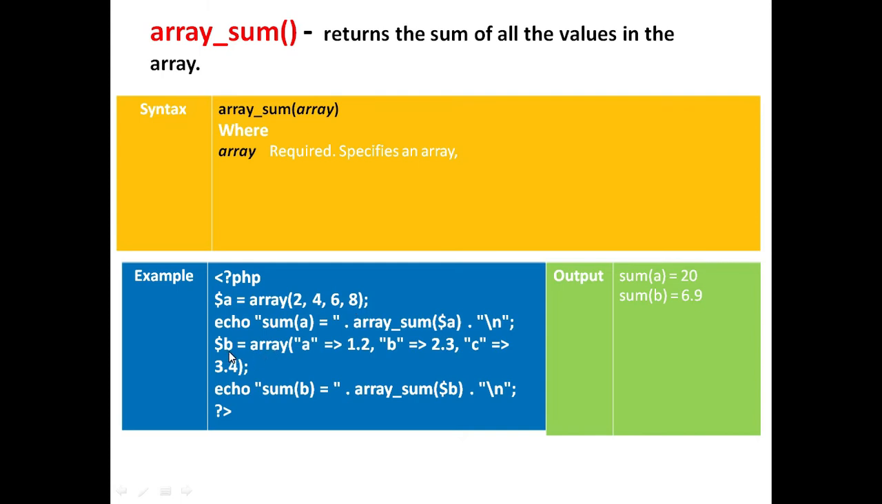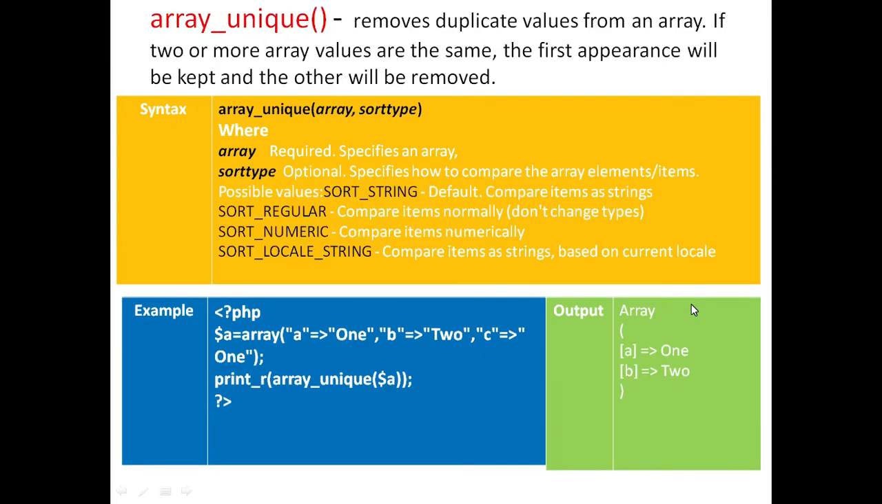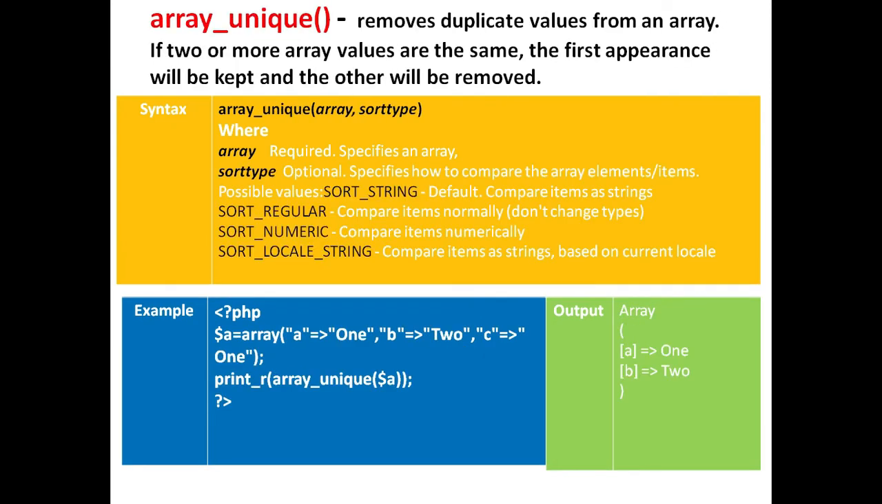In B I stored 1.2, 2.3 and 3.4, and when I use the array sum method with B, it will return the value 6.9. Next is array unique, which removes duplicate values from an array. If two or more array values are the same, the first appearance will be kept and the others will be removed.